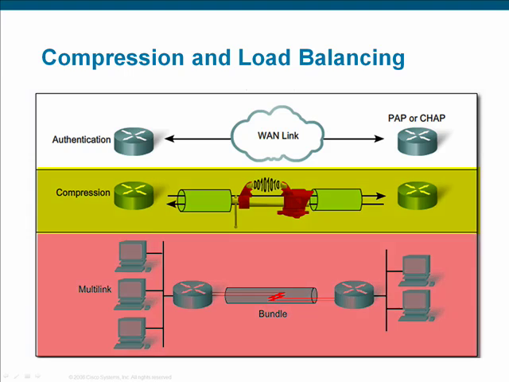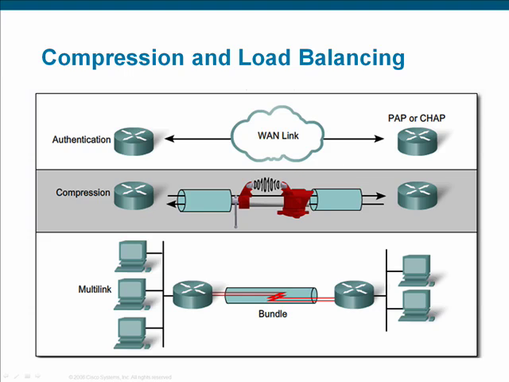Point-to-point protocol can also be configured to use compression and load balancing. While we cannot cover all the details in this video, network engineers need to know how to configure these options to provide a secure and optimized WAN connection.